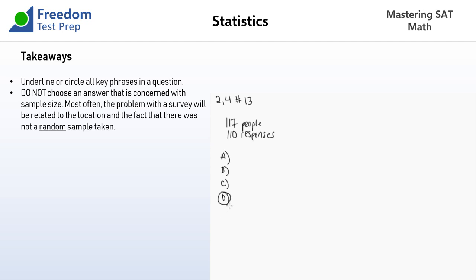So the location is a restaurant. And the most important thing about doing a study is that you have a random sample. So how do you get a random sample? You just go to the plaza where everybody goes and you just randomly pick people from that plaza. You don't go to one restaurant. The sampling is not random enough.